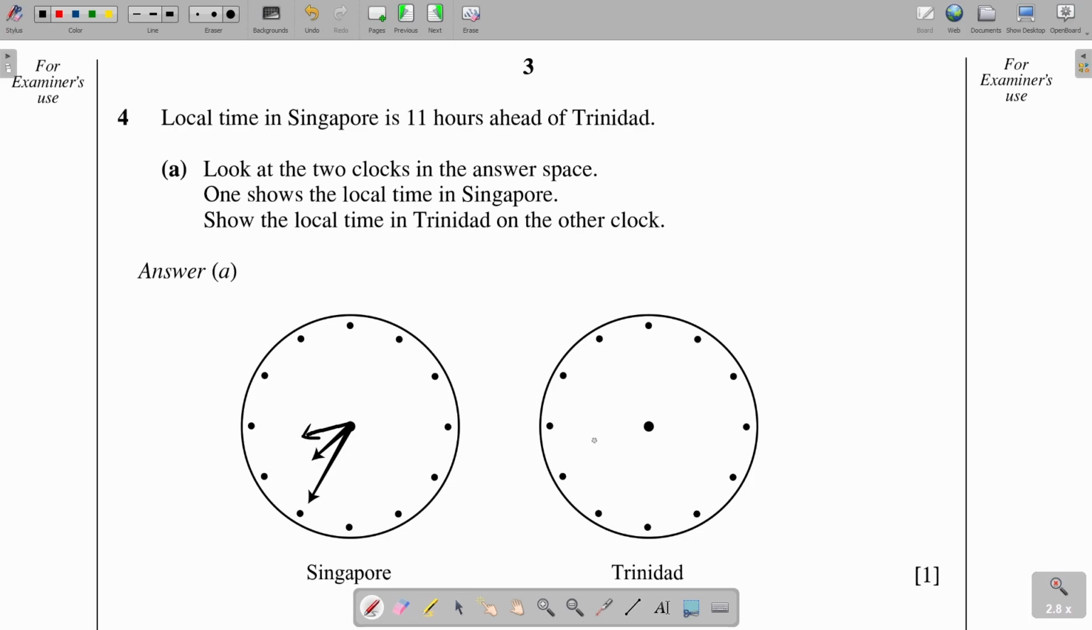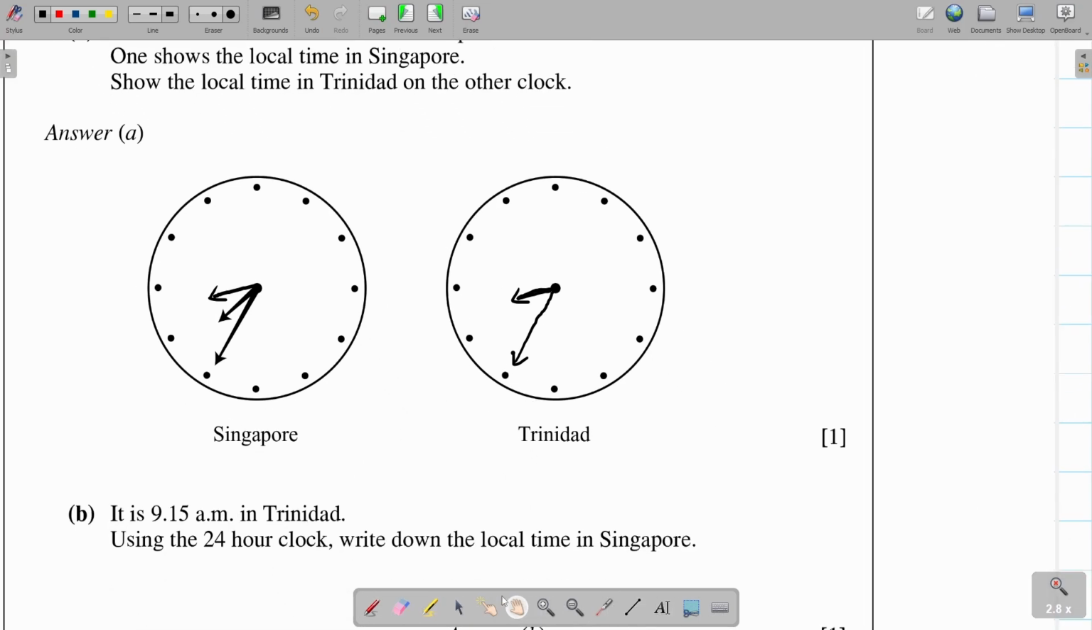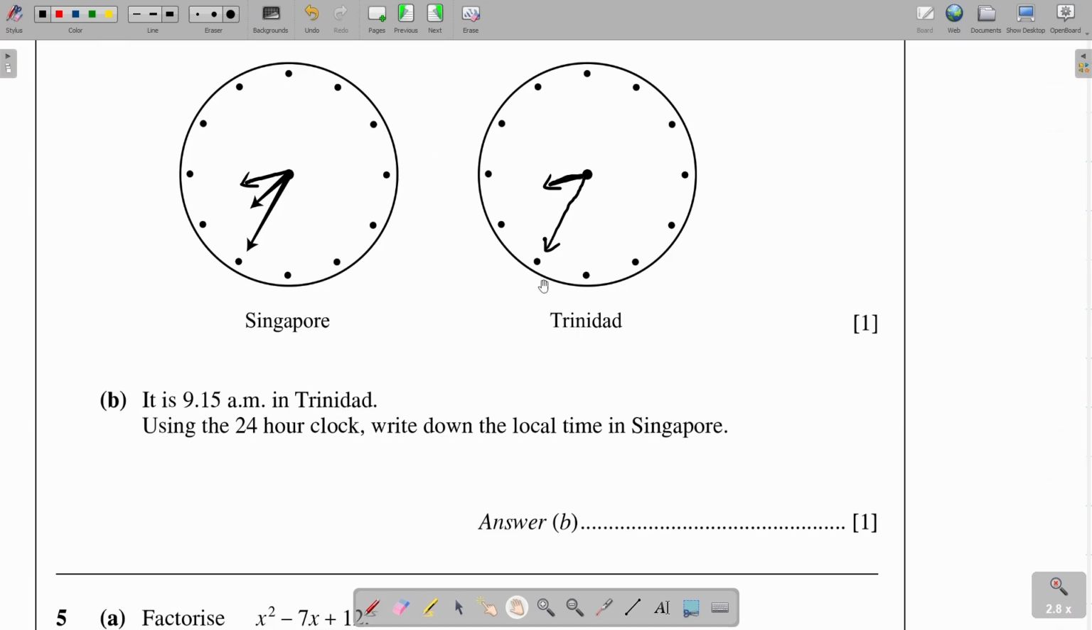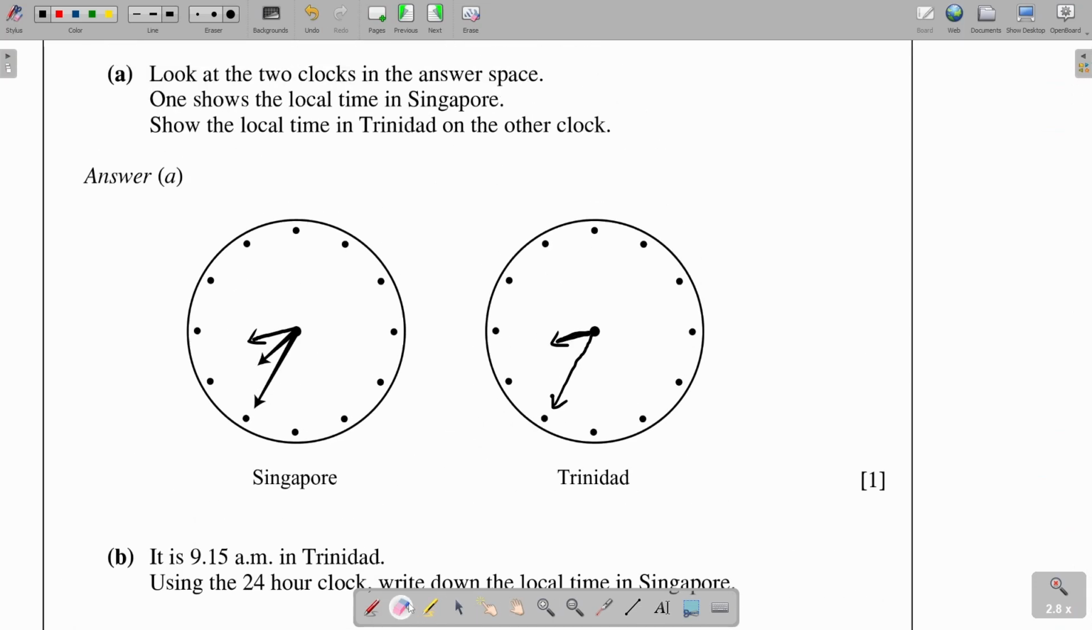So if it's 8:35 currently, that's 8, and then the minute hand doesn't change. If that's 8:35, and then if we go 11 hours ahead of that, we get 7:35, but in the evening. So I think that is the time in Trinidad. If that doesn't make sense, please comment, and I'll explain it further. But basically, 11 hours is just 1 minus 12 hours.